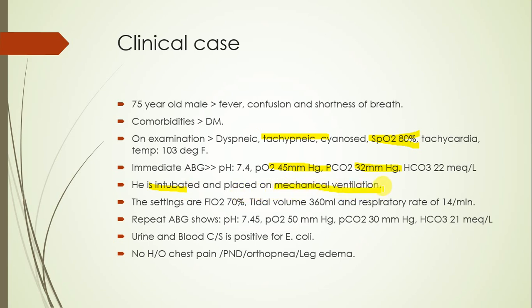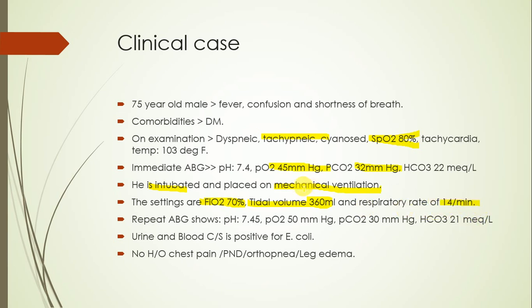The ventilatory settings are conservative, as the tidal volume is low, around 360 milliliters. But the FiO2 is kept at a higher level, 70%. FiO2 means fraction of inspired oxygen, so it means 70% oxygen, which is a fairly high amount. And the respiratory rate is set at 14 breaths per minute.